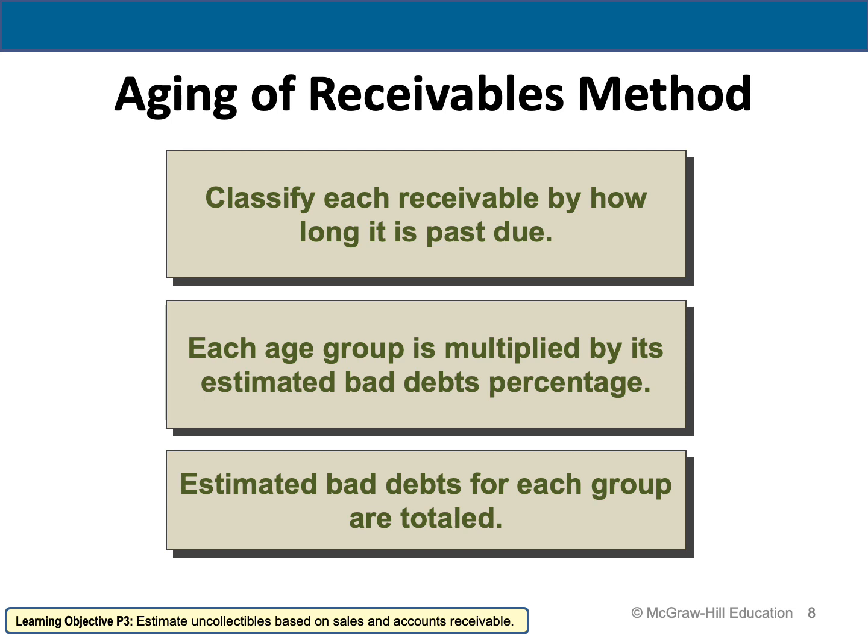We also have 3 steps to calculate the bad debt expense under this method. First, we need to classify each receivable by how long it is past due. Then, each age group will be multiplied by the estimated bad debts percentage. Third, the estimated bad debts for each group are totaled. To understand this, let's see the following example.